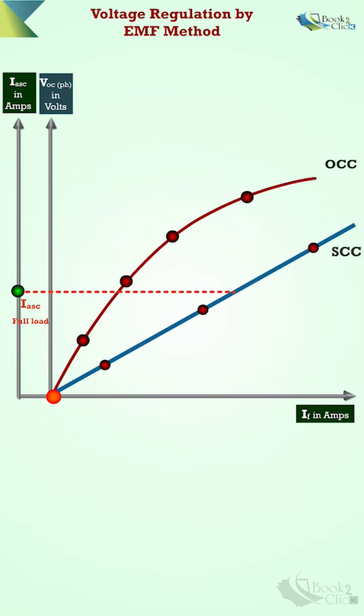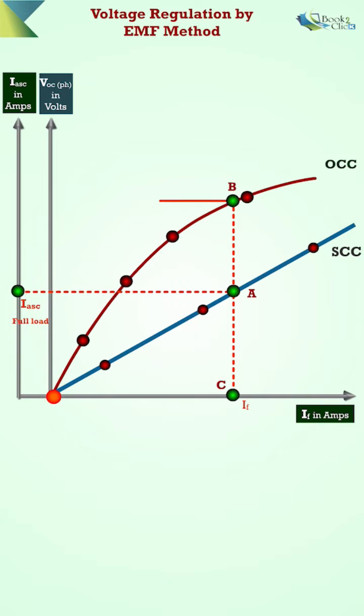Draw a horizontal line from that point to intersect the short circuit characteristics and name it A. Draw a vertical line from point A to the x-axis and open circuit characteristics. Name the point of intersections, say, B and C.